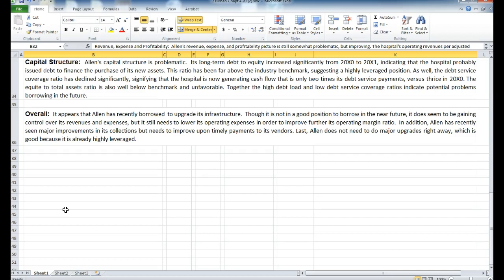They need to lower their operating costs, like their salaries, and improve their operating margin. They have improved from year 2000 to 2001, but they still are not at the benchmark. So that's really how we look at these ratios and we interpret them.